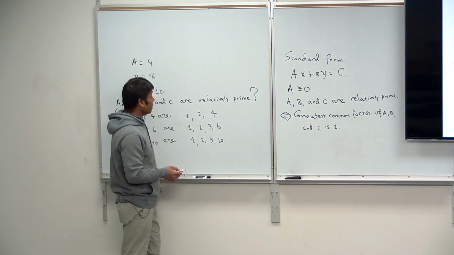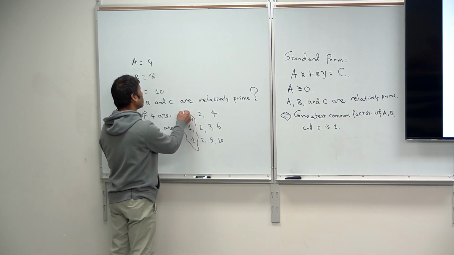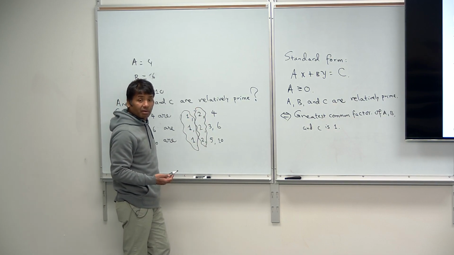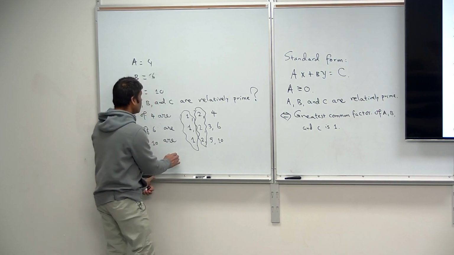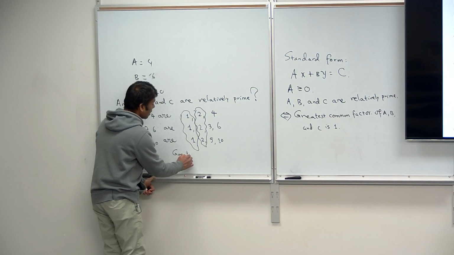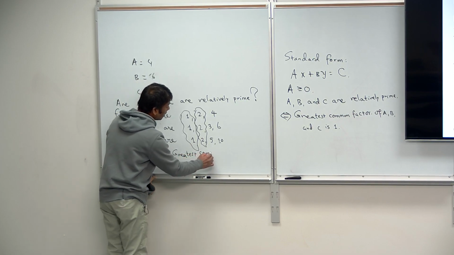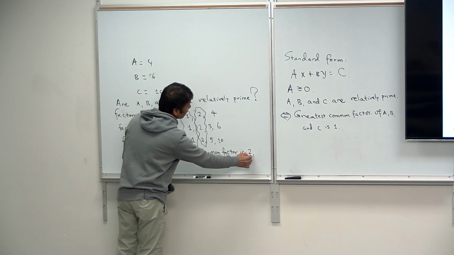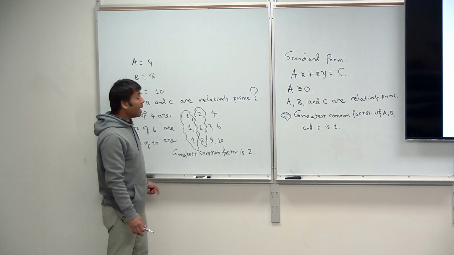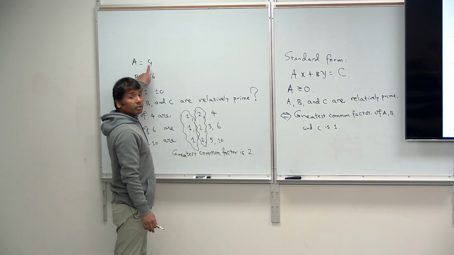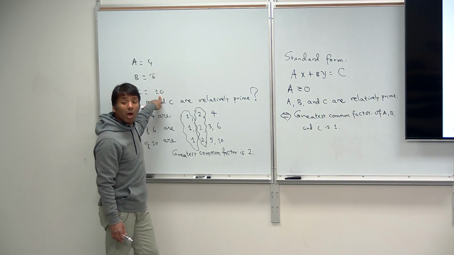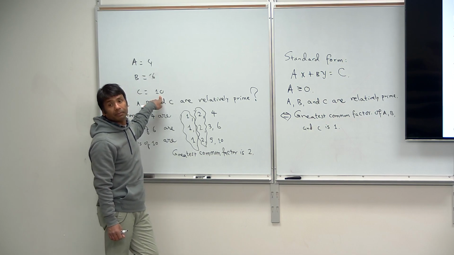So now, what is the common factor? What is the greatest common factor? You have a 1 here, which is common, right? You have a 2, which is also common. But which one is the greatest common factor? 2. So the GCF, greatest common factor, is 2. So what does that mean? That means these 3 numbers, 4, 6, and 10, are not relatively prime.